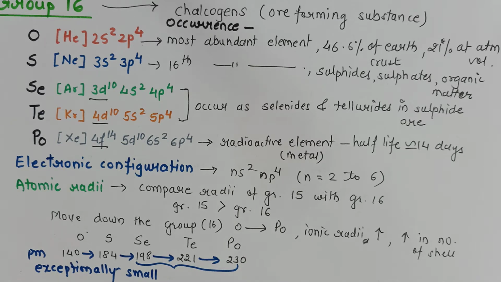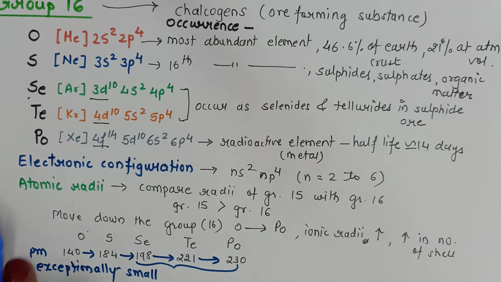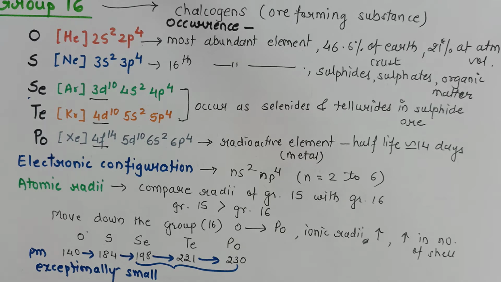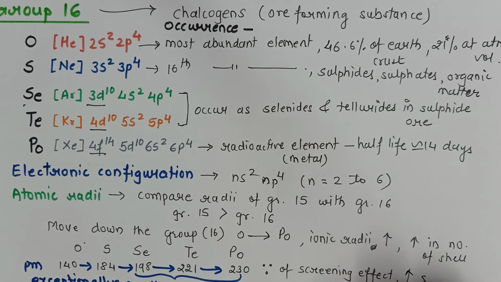The reason lies in the configuration. In selenium, there will be screening effect of d orbital, in tellurium also, and in case of polonium, it will be the screening effect of 4f orbital, because of which the increase in atomic radii will be comparatively smaller. So, because of screening effect, the increase becomes smaller as we move from selenium to polonium.